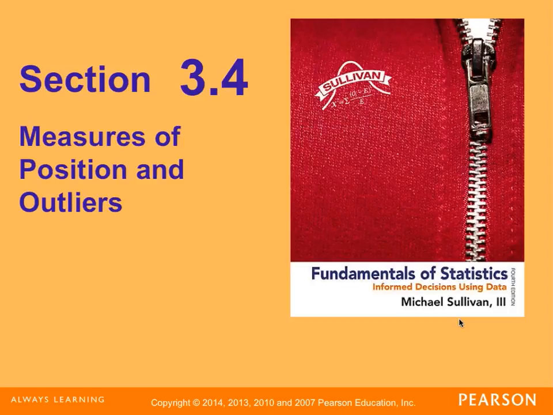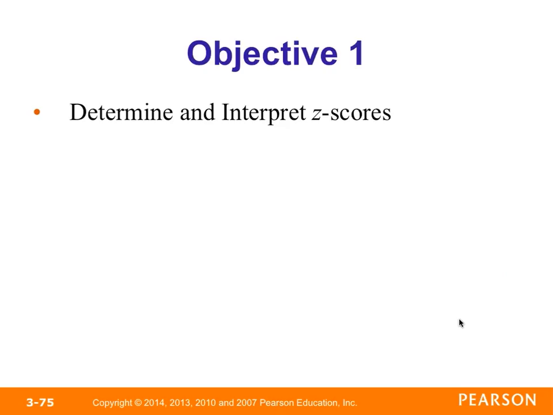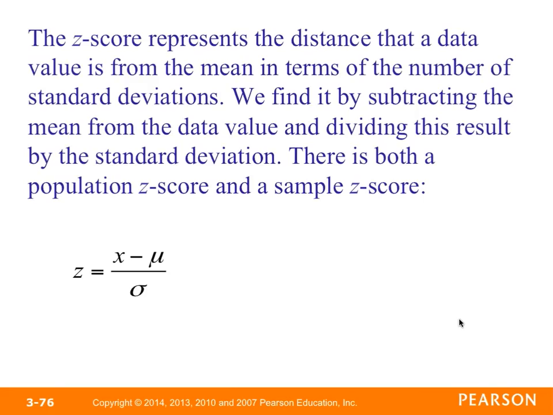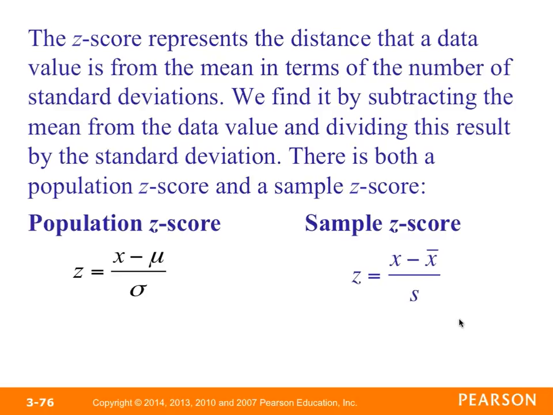Okay, next we're going to talk about measures of position and something called outliers. I talked very briefly about outliers before, but it is an important concept to understand. So the first objective in this section is to determine and interpret z-scores. Now, z-scores represent the distance that the data value is from the mean in terms of the number of standard deviations. In order to find the z-score, you subtract the mean from the data value and then divide by the standard deviation. Now, there is a formula for population and sample z-scores, but they're exactly the same.